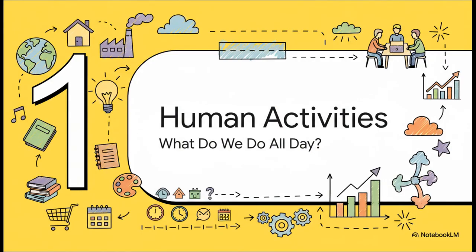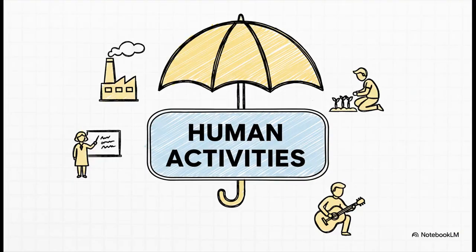Okay, so if we really want to get a handle on what business even means, we've got to zoom way, way out. We need to start with the biggest picture possible, the world of human activities. And yep, there's actually a name for all this stuff we do. Human activities. Every single thing, from a teacher in a classroom to a coder building an app. It all falls under this giant umbrella. It's all about trying to satisfy some kind of want or need.